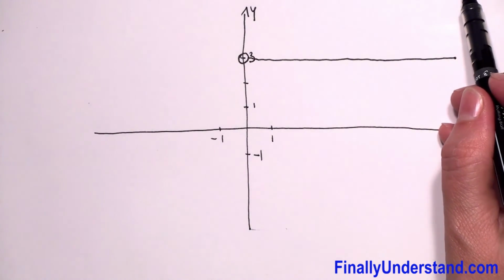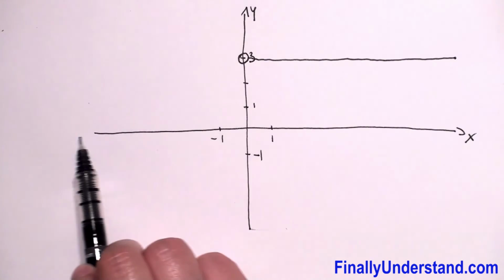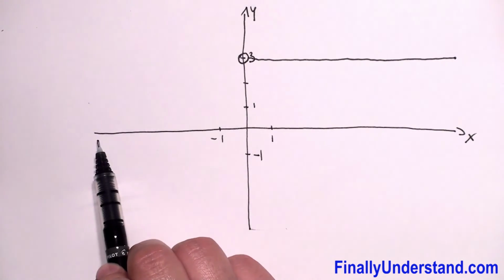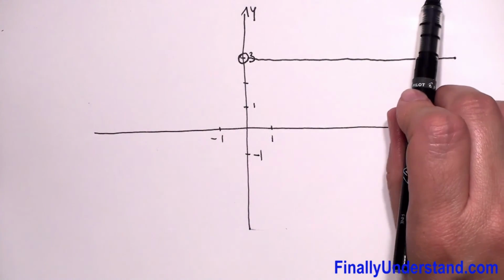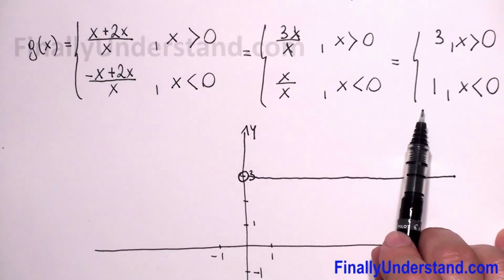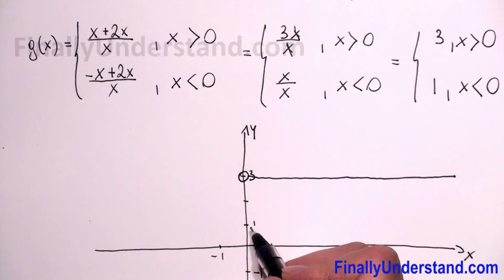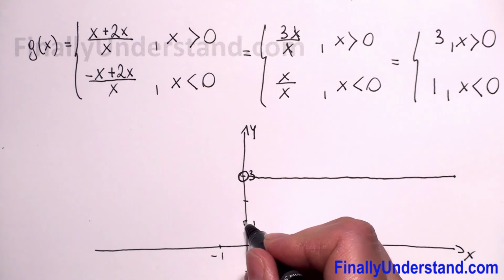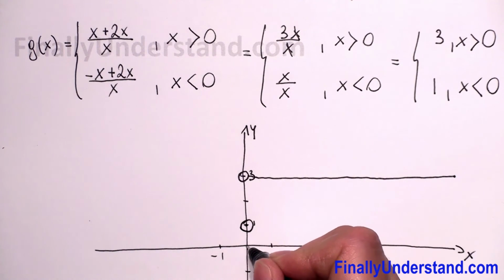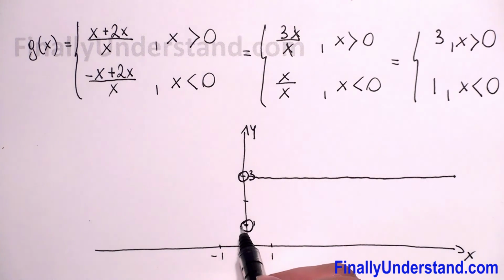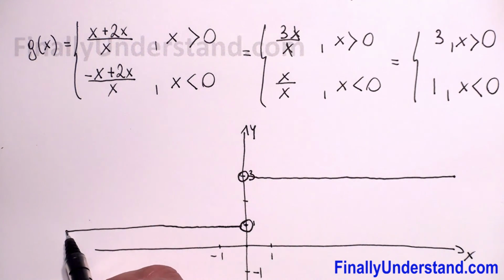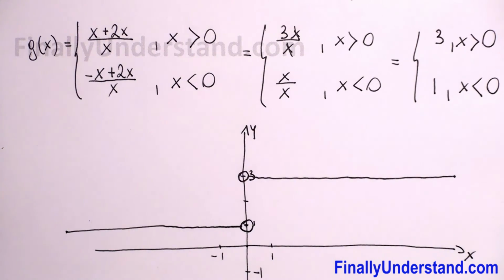And for negative x we have on the left side. For every negative, negative 1, negative 3, negative 100, the value is always 1. Value 1 is here and 1 is excluded for x equals 0. So again we just draw a line parallel to x-axis. This is our g function.